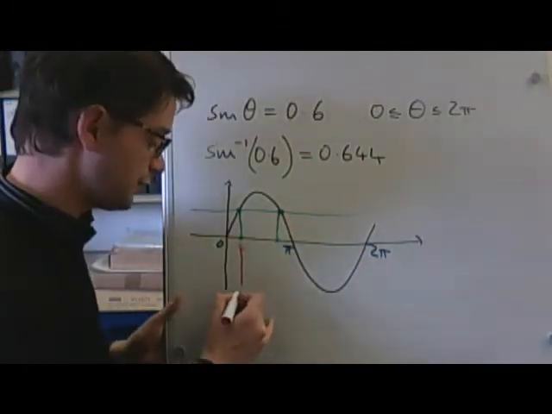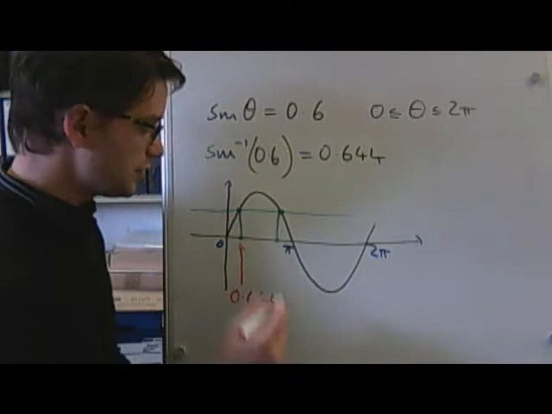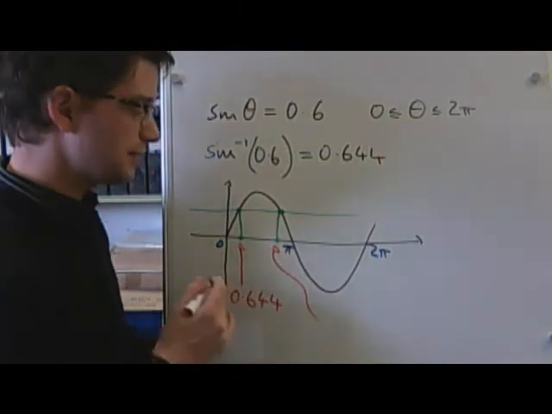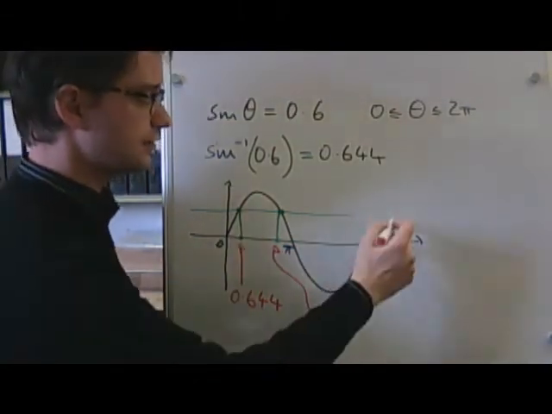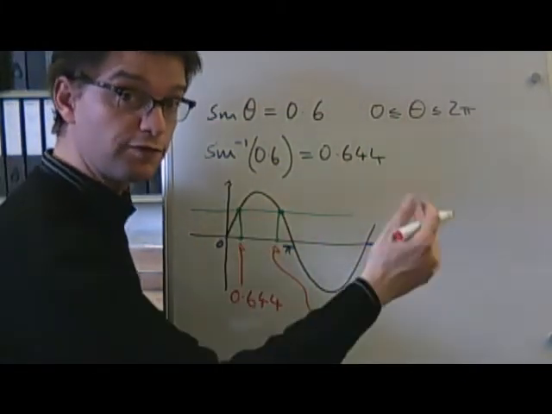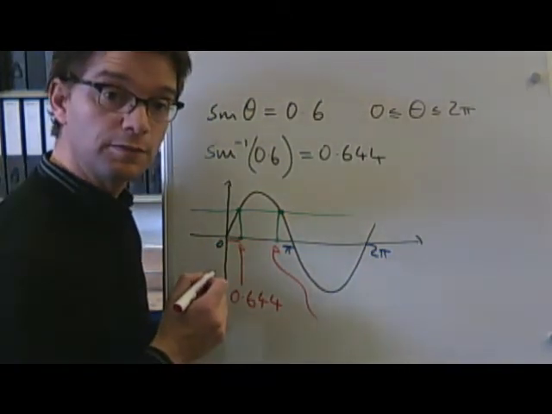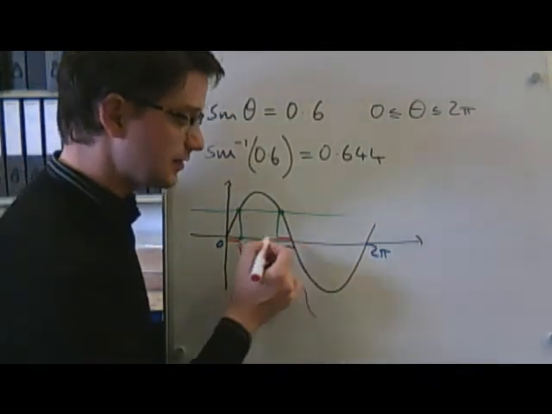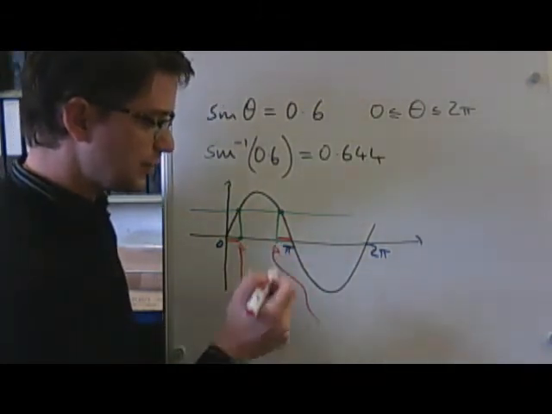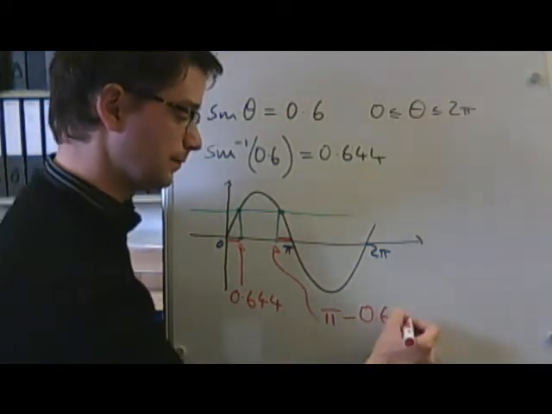The calculator has told us that the first solution is 0.644 radians. What we've got to do is figure out where this second solution lies. The way we're going to do that is by the symmetry of the curve. This sine curve is just the same bit from here to here, folded round and flipped over and folded down. And so that means that this distance here must be the same as this distance here. Okay, these two distances are the same. And so that means that this point on the x-axis is actually pi minus 0.644.